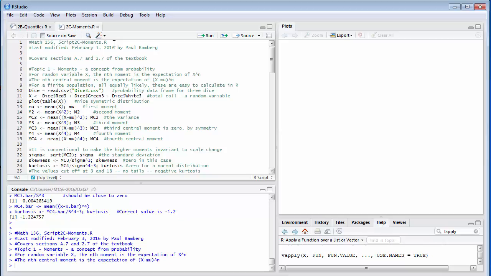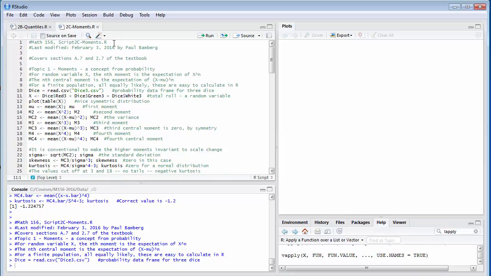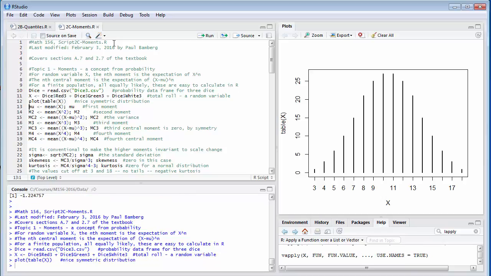So let's try with a finite population. We'll go back to our standard dice example and read in a data frame for the roll of 3 dice, and then save a new vector, which is the sum of the rolls on the 3 dice. We'll call that x. That's a perfectly good random variable. We can plot a table of it, and you can see the vertical bars give the probabilities of all the rolls from 3 up through 18.